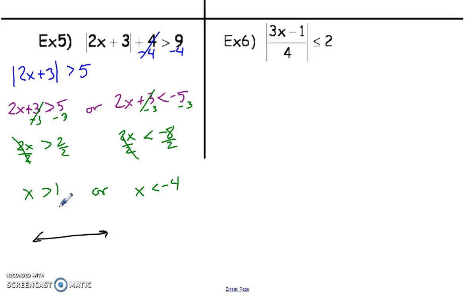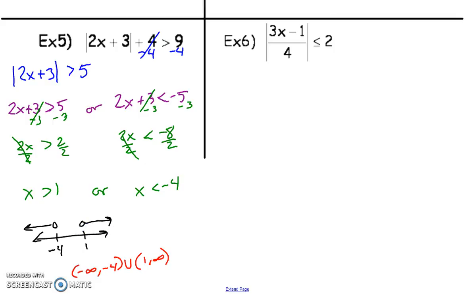I'm going to graph it. X is greater than 1 or x is less than negative 4. Open circles this time because it's not equal to. And then my interval notation again, negative infinity to negative 4, parenthesis, u, parenthesis, 1, comma, infinity. Remember, always put them in order, least to greatest, as far as what's on your number line. Okay?